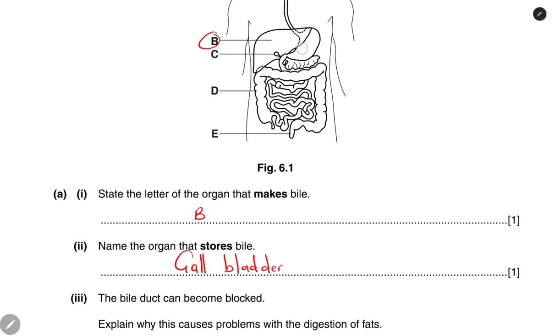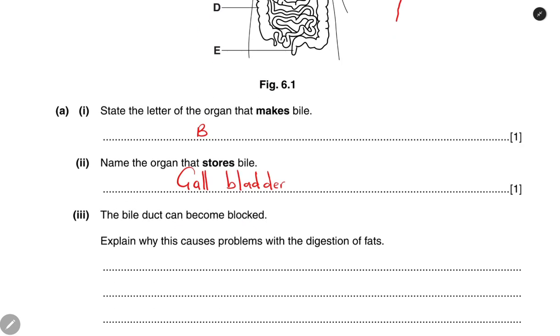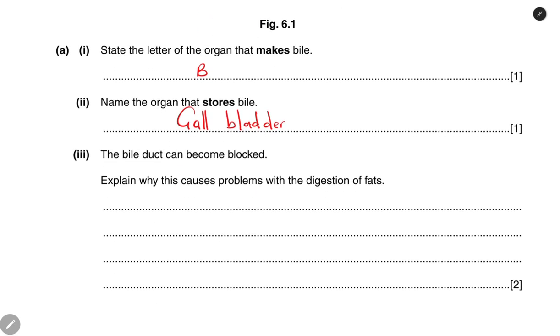Now, let's go back here. What is a bile duct? Well, it is a tube which carries what? Bile. Mainly, if it is stored in the gallbladder, meaning there should be a tube coming from down there, meaning it can be blocked. Explain why this causes problems with the digestion of fats. If the bile duct is blocked, how is it being blocked related to the digestion of fats?